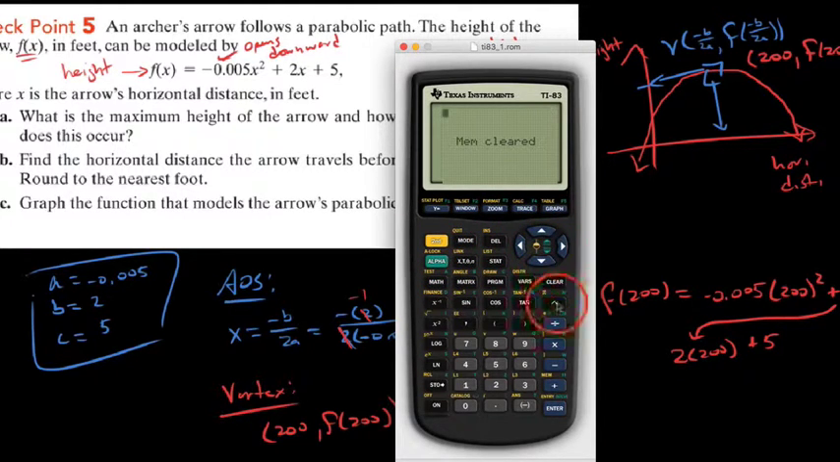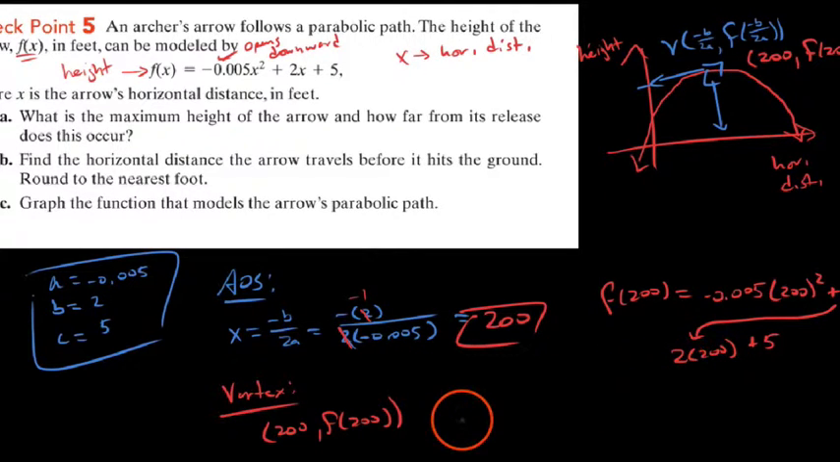Okay, so you ready? We have negative 0.005 times, in parentheses, 200 to the power of 2. And then we're going to say plus 2 times 200 plus 5. This is going to make our job a little bit easier. We get 205. So our vertex value is at 200, 205. And what we want to recognize here are a couple of things. We say, what is the maximum height?